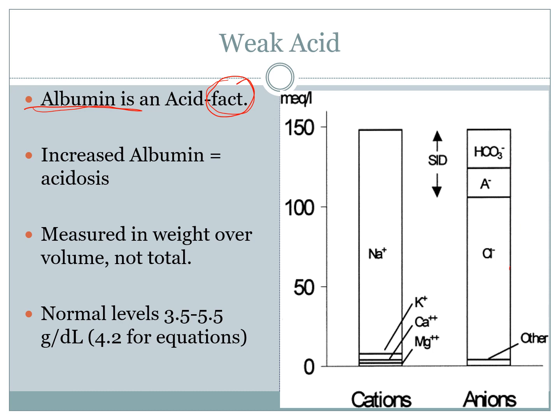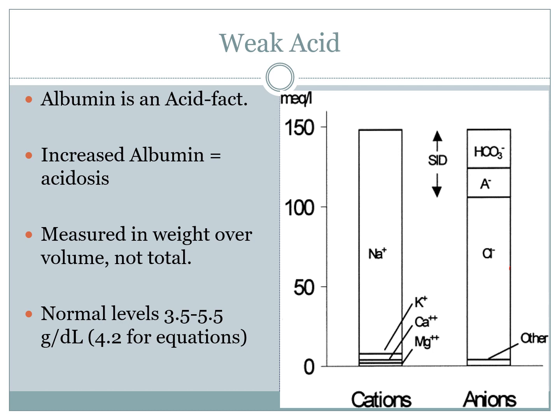Now when you have less, then you have less anions, so you have less of the acids, which means you've got more cations. So to fill up the anion side, you produce bicarbonates. Nice and simple. Now the problem with albumin is, one, it's not very readily measured in general lab studies.